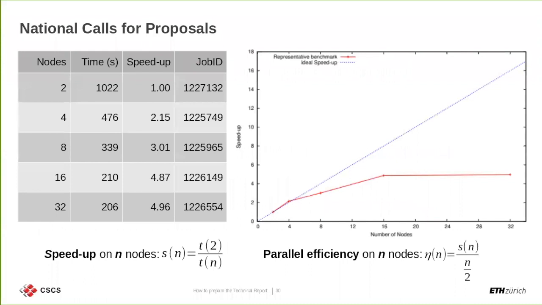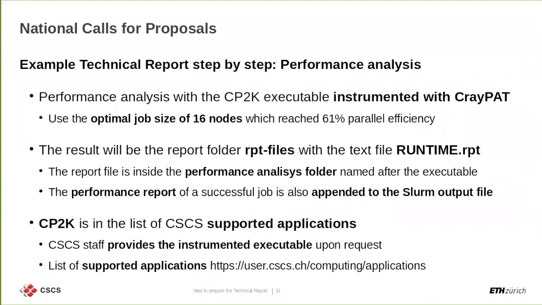I've shown that from the project template. That would be more or less the way you would present the data. There is a table with the timing, the speed up, and the job ID that we use to compute each of these timings. On the right side, we have the scaling plot with a representative benchmark in red and the ideal, the linear speed up, in the dotted line. The formulas to compute the speed up and parallel efficiency are at the bottom. So we choose 16 nodes at 61% parallel efficiency, and we go now to the next step of the performance analysis.